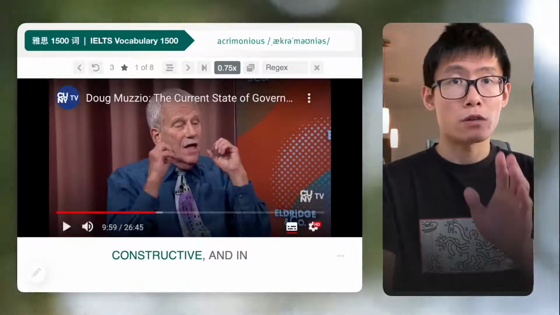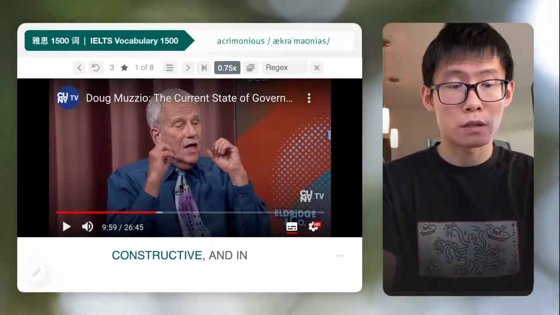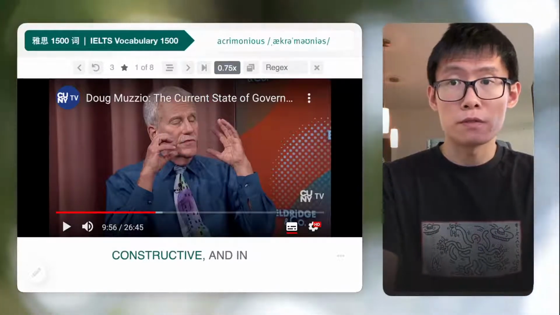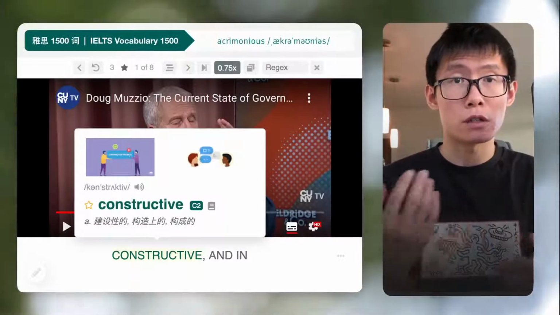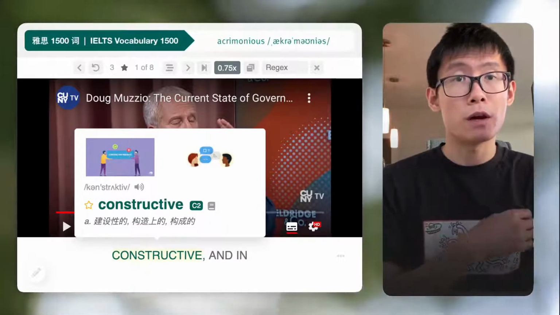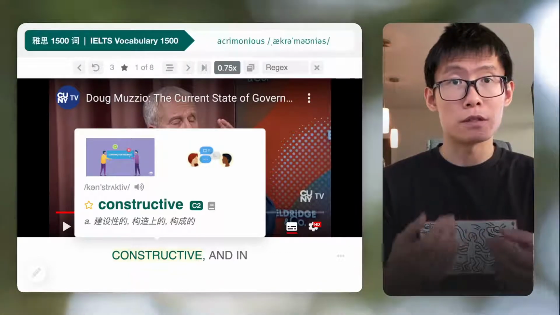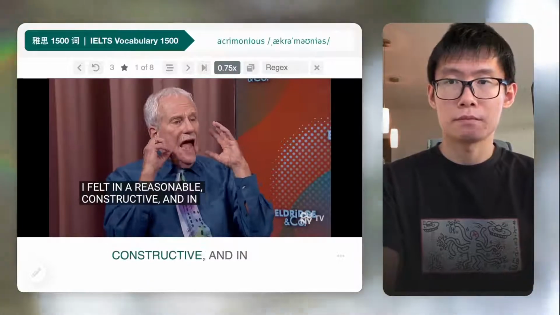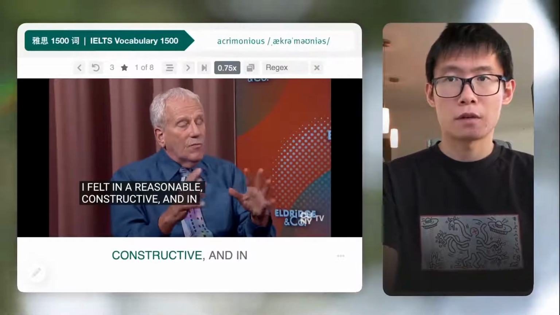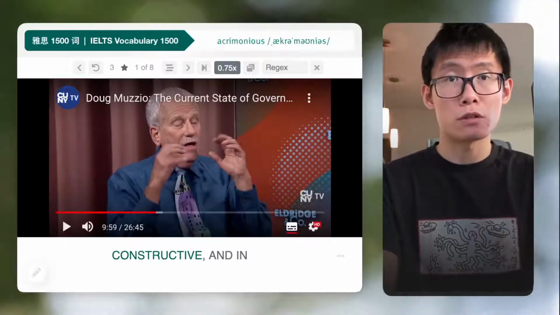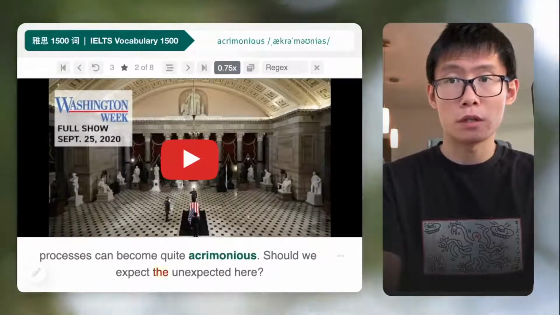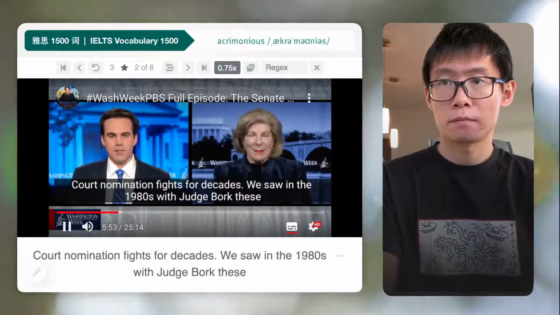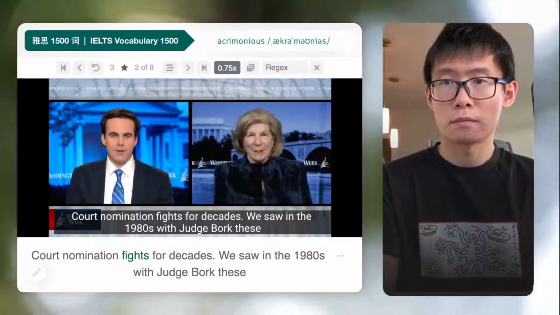So non-acrimonious, that means very friendly, right? He said it was very reasonable, it was very constructive, right? Constructive means having a constructive conversation or discussion, it is not very bitter or harsh. Reasonable, constructive. And not a non-acrimonious. Non-acrimonious means not acrimonious, not bitter or harsh, but very friendly.